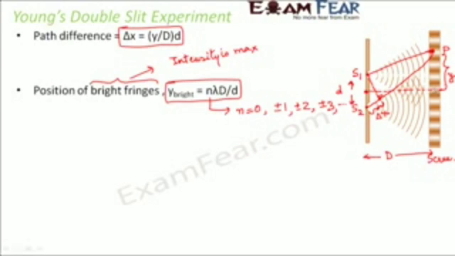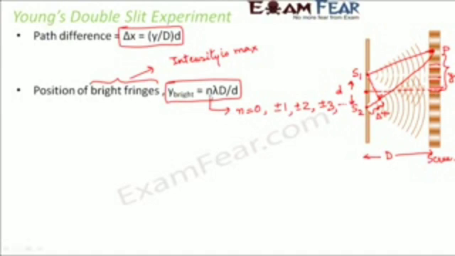If you look at the screen, you see here you have a bright fringe. Again you have a bright fringe here. Again you have a bright fringe here. So there are discrete positions where you have the bright fringes. And what are those discrete positions? Those discrete positions are determined by the value of n. When n is equal to 0, that corresponds to the central fringe.